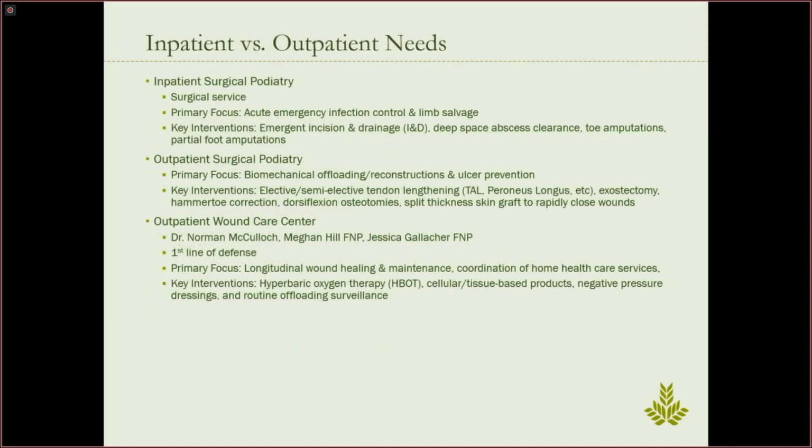So for podiatry, we're here for you in an inpatient setting and an outpatient setting. Our inpatient service is strictly surgical. Our primary focus is infection control and limb salvage. We're there to perform emergent incision and drainage procedures, clear deep space abscesses, do selective toe amputations, and even perform partial foot amputations as necessary.